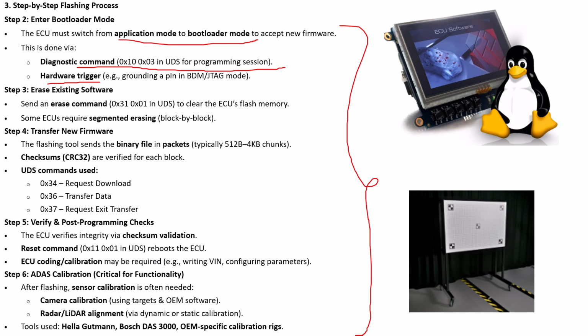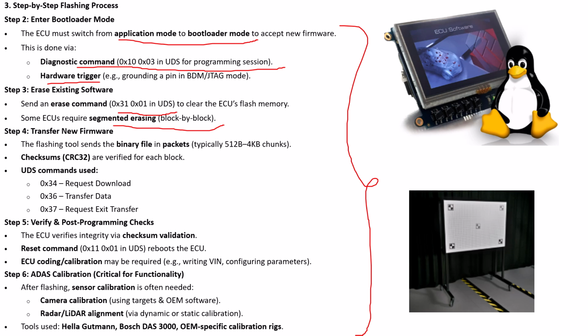Okay, next is erasing the existing software. You need to first erase the existing software. So whatever software is already in the ECU, of course you don't compulsorily erase all of it. Whichever software is not required, you erase with the help of commands like 0x31 or 0x01 to clear the ECU's flash memory. And some ECUs require segmented erasing, block by block.